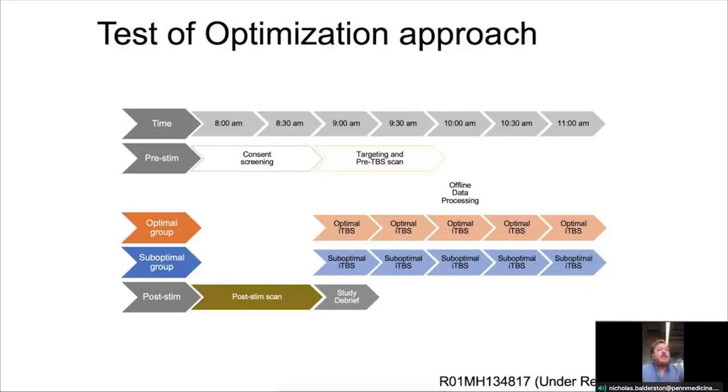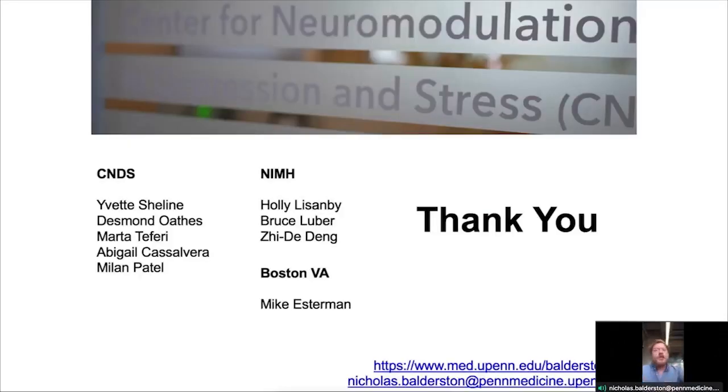What I want to do next is, rather than estimating the correlation between E-field and behavior, do a study where I can experimentally manipulate this. Using coil orientation as a way to experimentally manipulate E-field strength, I'd like to compare an optimal to a suboptimal group using fMRI-guided TMS to see if I can observe a difference in behavior based on coil orientation. It's currently under review. We'll see what happens. That's all I got.